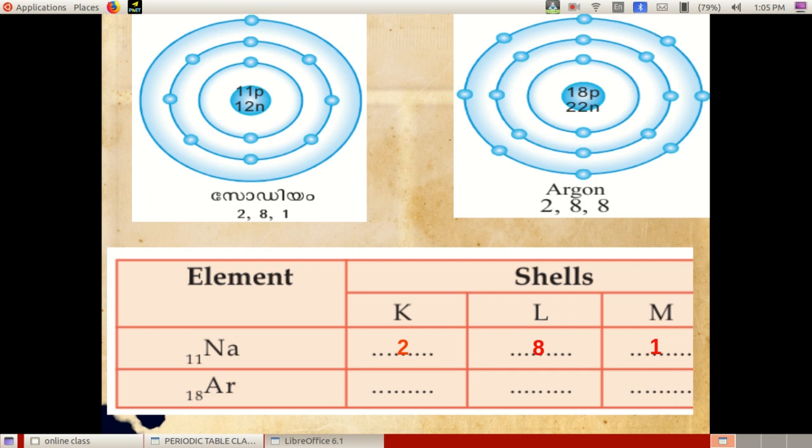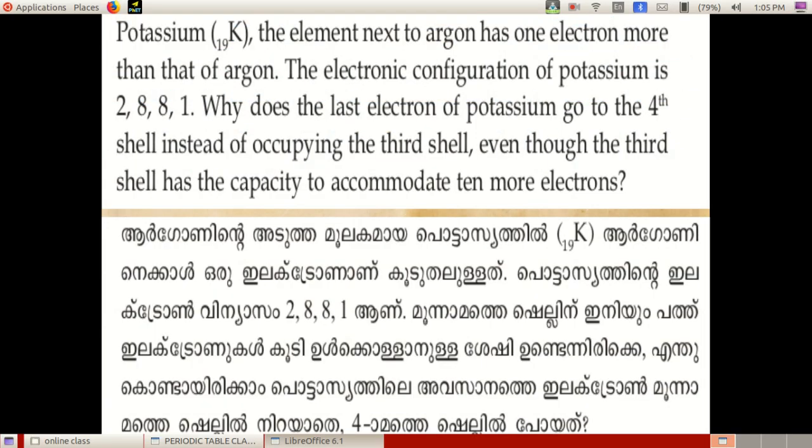In argon, atomic number is 18. First shell K shell 2, L shell 8 and M shell 8. What is the maximum number of electrons that can be accommodated in the M shell? It is 18. In potassium, atomic number 19, the electronic configuration is 2,8,8,1. Why does the last electron of potassium go to the fourth shell instead of occupying the third shell? It reveals the limitations of the Bohr model.